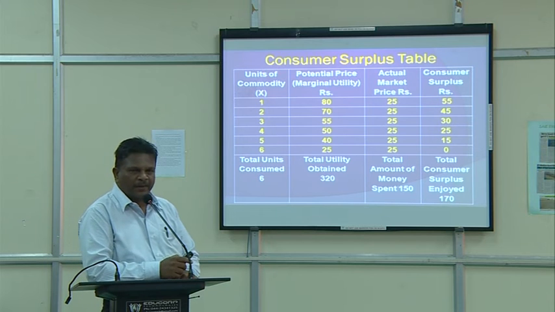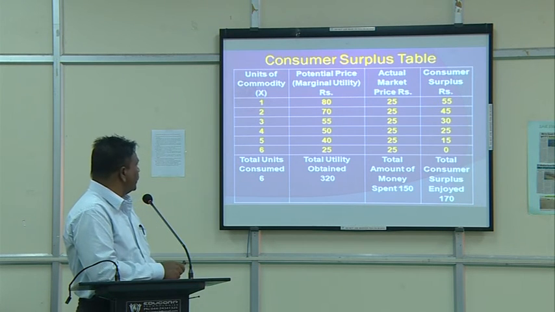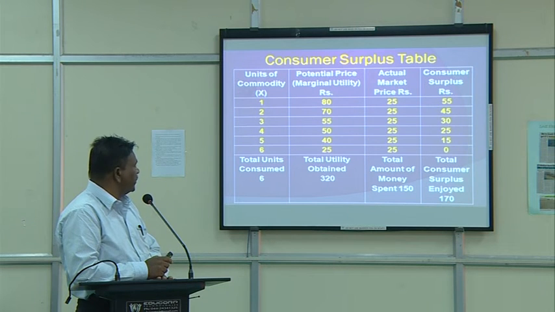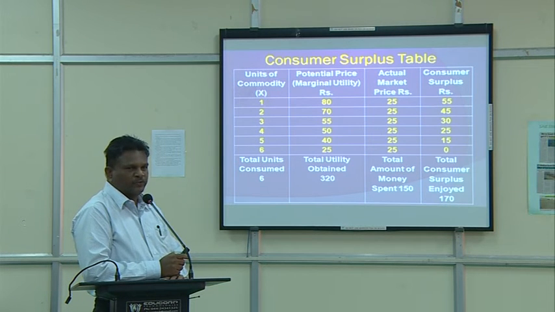Then I will explain the consumer surplus through a table. In the first column, unit of commodity. Second column, potential price or marginal utility. Third, actual market price. And the last one is consumer surplus.